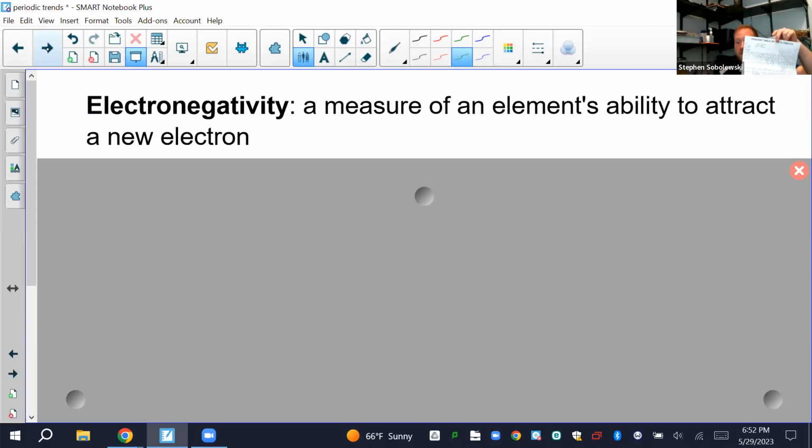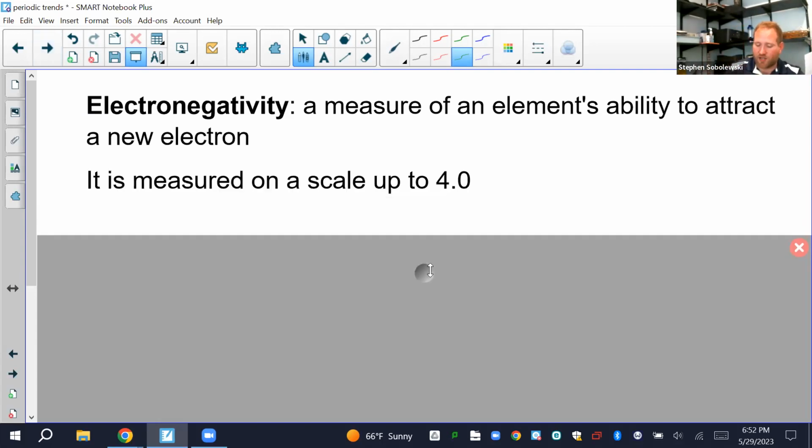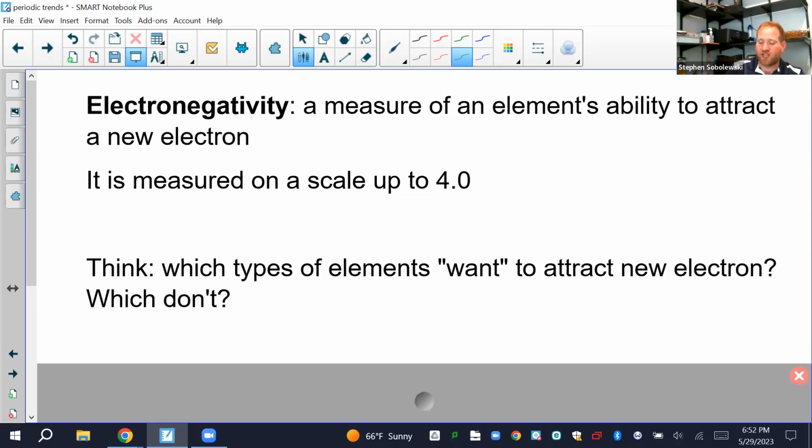It's going to be the non-metals on the right side of the periodic table, but not the noble gases, right? The noble gases are done. So it's measured on a scale up to 4.0. So think which elements want to attract new electrons, which don't. The ones that want them are going to be elements like your non-metals here that have an almost complete valence shell or energy level, but not quite complete. Things like N, O, F, P, S, Cl, all of your halogens, things like that, but not the noble gases.